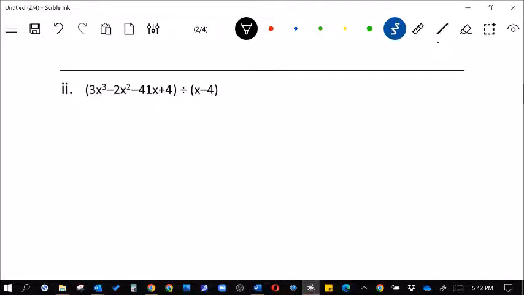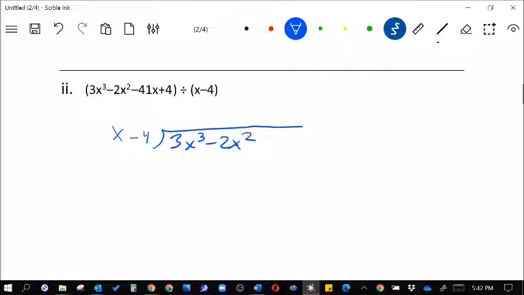And now you're back, and I will start doing this. So I will do x minus 4, the long division symbol, 3x cubed minus 2x squared minus 41x plus 4. It looks like I need a little more space. So I need 3x cubed over x. Well, that's just that x makes one of those go away, so it's 3x squared.